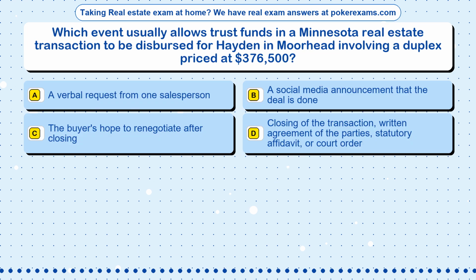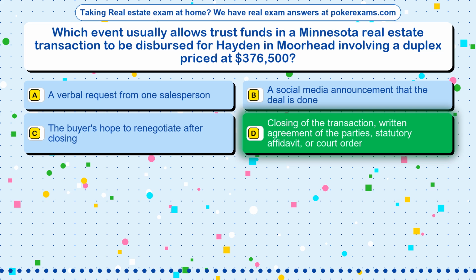Question 76. Which event usually allows trust funds in a Minnesota real estate transaction to be disbursed for Hayden and Moorhead involving a duplex priced at $376,500? Option A, a verbal request from one salesperson. Option B, a social media announcement that the deal is done. Option C, the buyers hope to renegotiate after closing. Option D, closing of the transaction, written agreement of the parties, statutory affidavit, or court order.